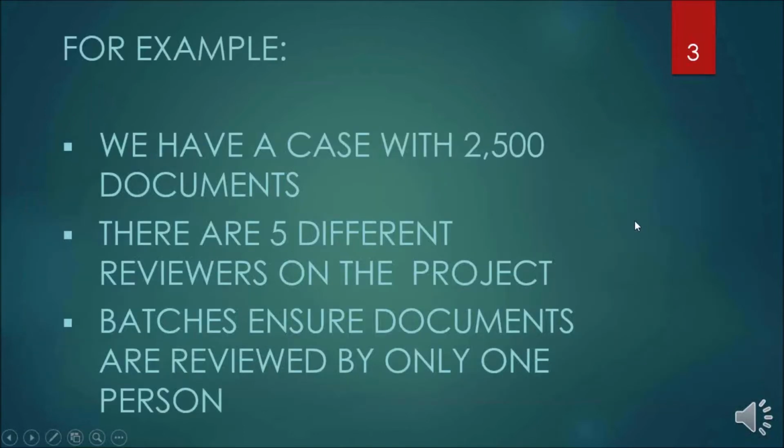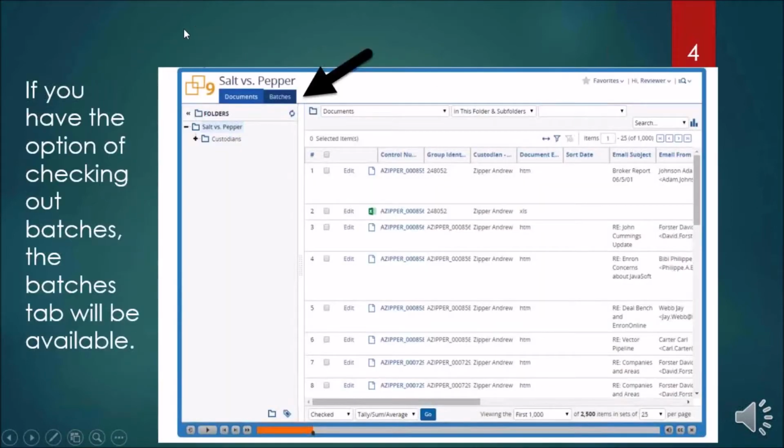So let's say, for example, we have a case with 2,500 documents, and that we have 5 different reviewers on this particular project. So batches will ensure that documents are reviewed by only one person at a time. And if you have the option of checking out batches, and in most cases of Relativity where it's installed, you're going to have a batch tab like you see up here.